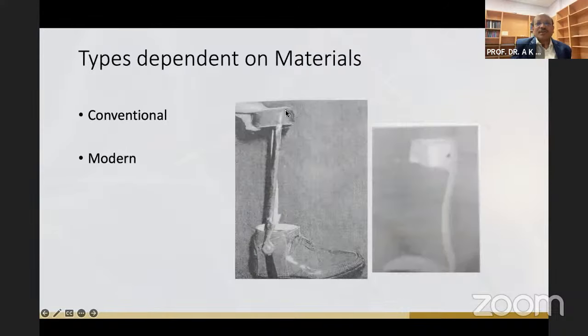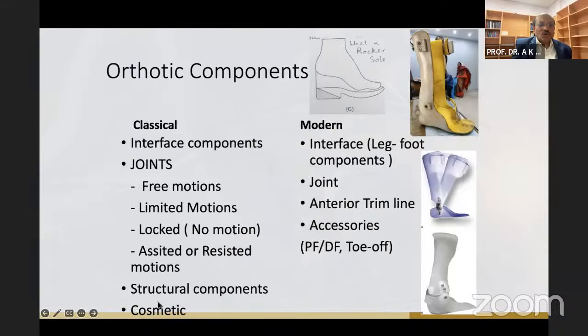And the next is the structural component, basically the aluminium rods, the side rods. And lastly, the cosmetic component. If you require some cosmetic feature, maybe for the lower limb, for a child, we can allow some specific color or like that. So interface, structural components, joints, and lastly the boot might be there. So those are the components of an orthotic in a classical one.